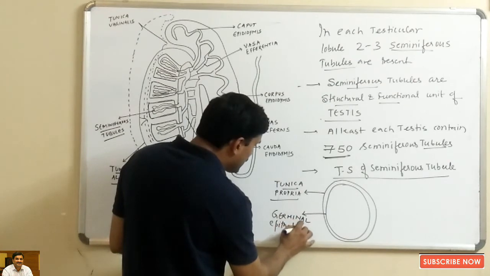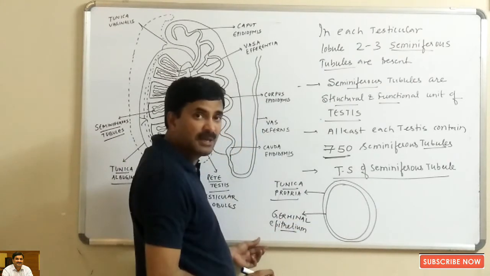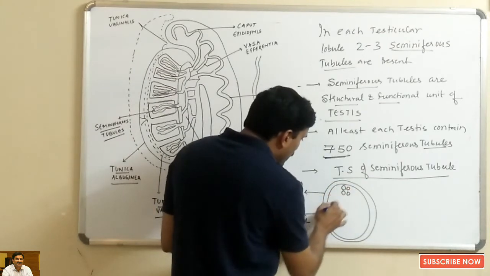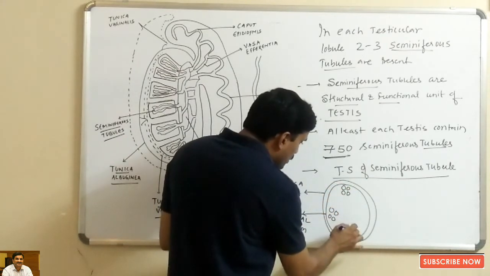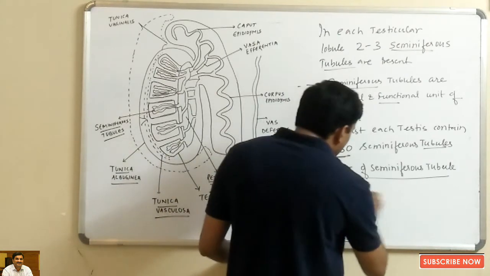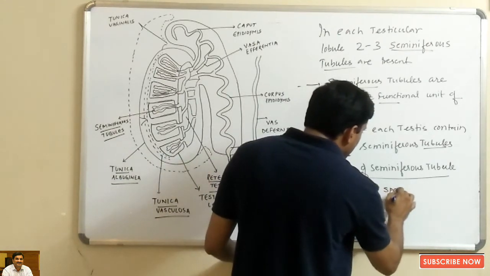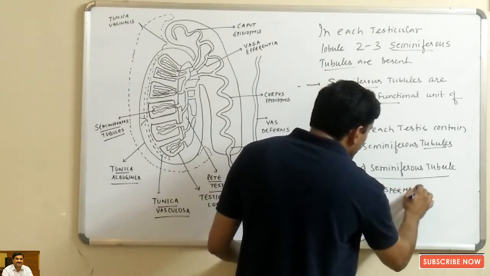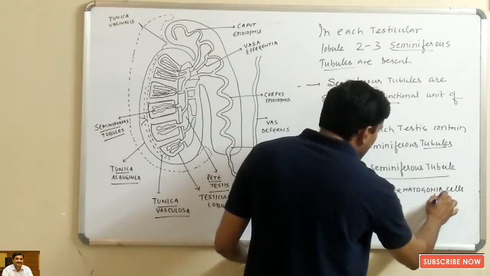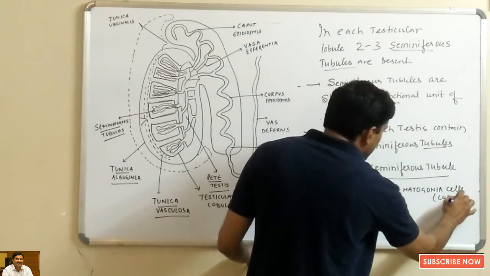And associated with this germinal epithelium are two types of cells. One type of cells are cubical in nature, like this, and these are very important cells known as the spermatogonia cells. They are cubical in shape.